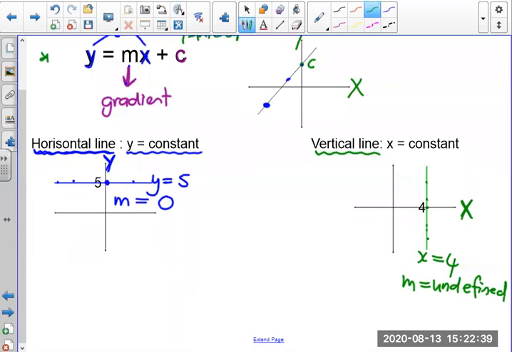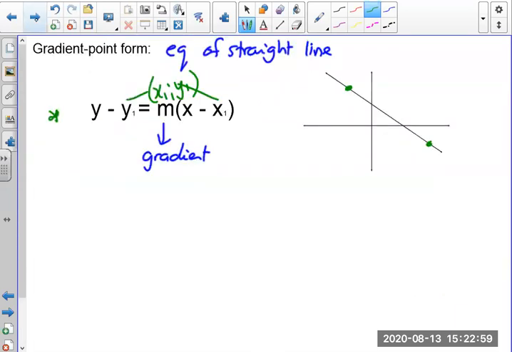The gradient of a horizontal line is 0, and the gradient of a vertical line is undefined. If you try to calculate that with 2 points, you will see why it's like that. So the equation of a vertical line is just x equals a constant. Don't let that catch you. Okay.